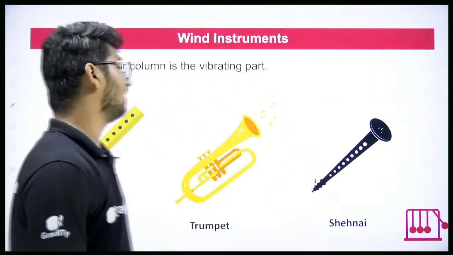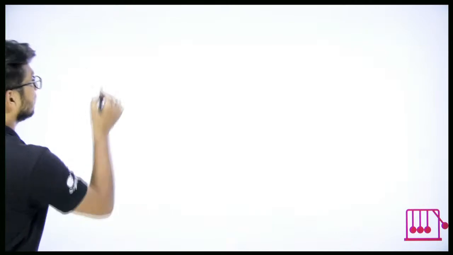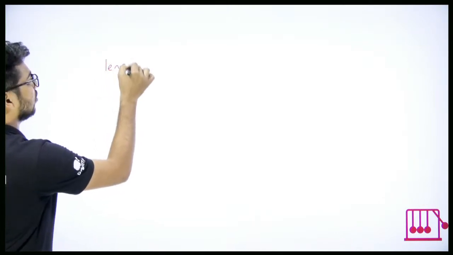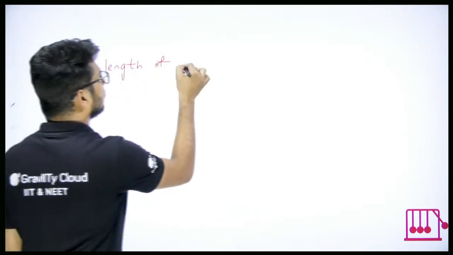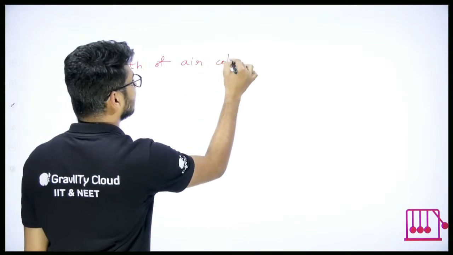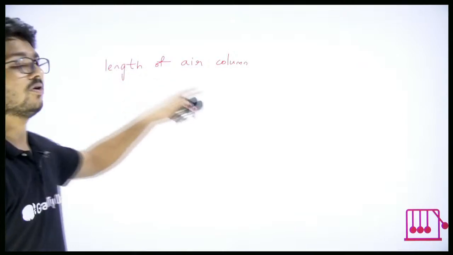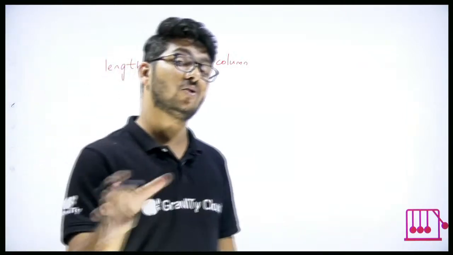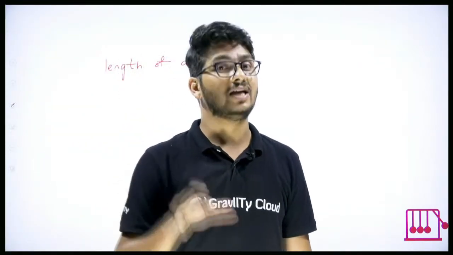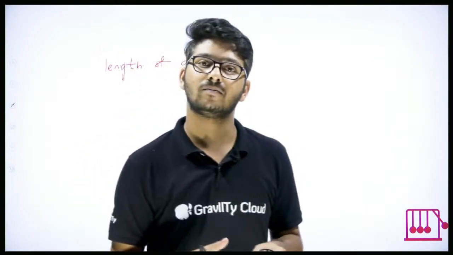So what happens then again? Then the length of the air column changes. What changes? Again, see, length. But length of whom? Length of air column. We call it as length of air column. So if you change the length of air column, automatically the sound produced changes. So here also the sound produced will depend on the length of air column.